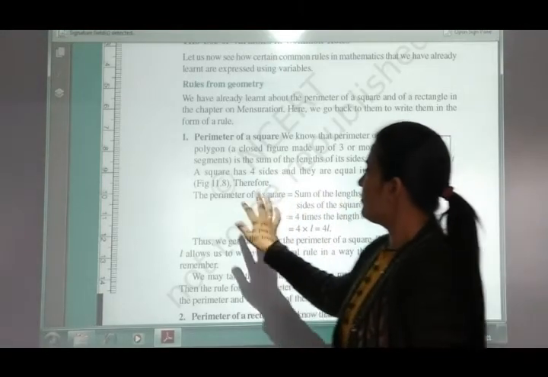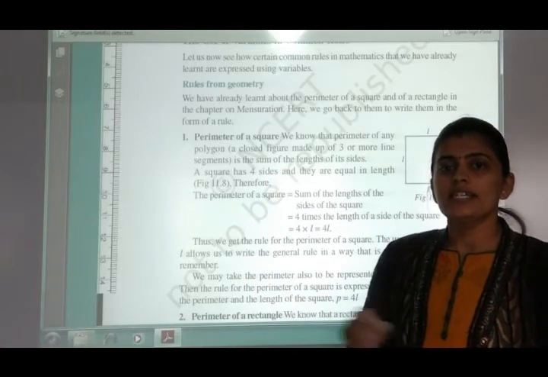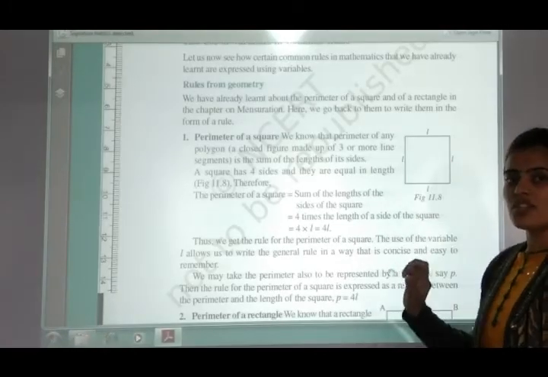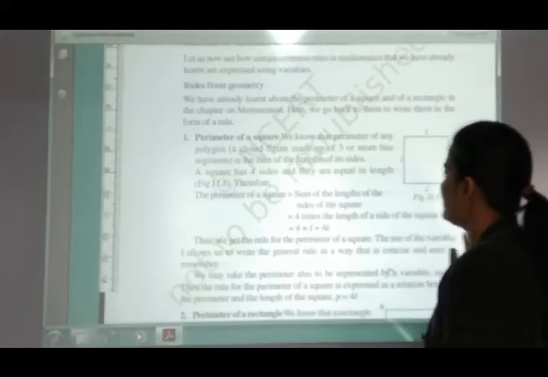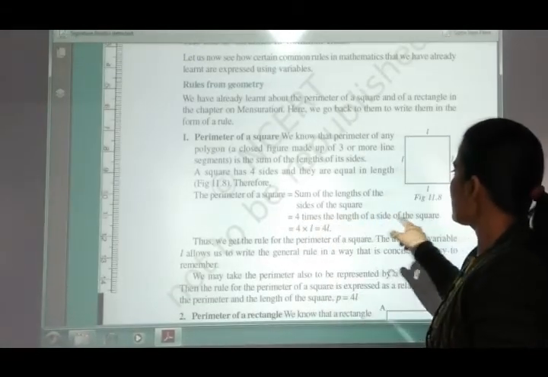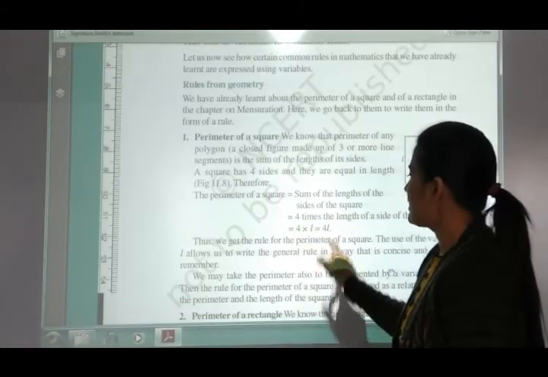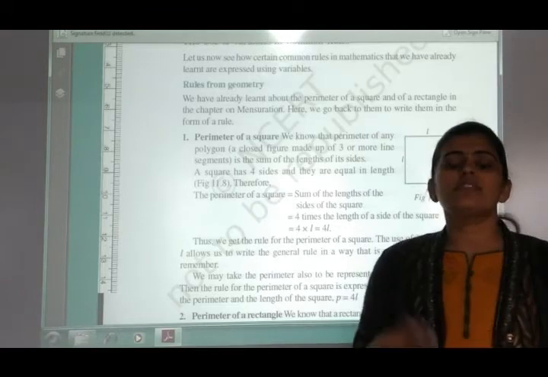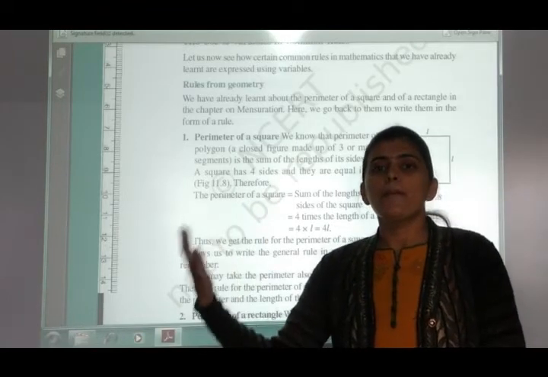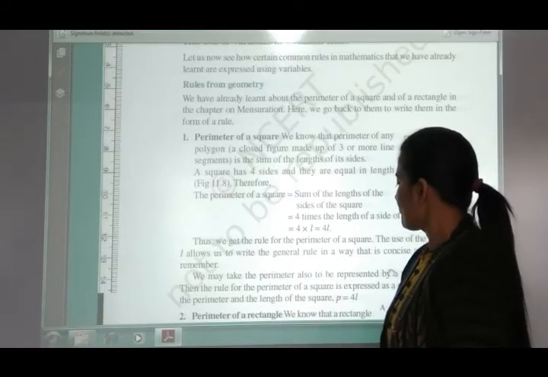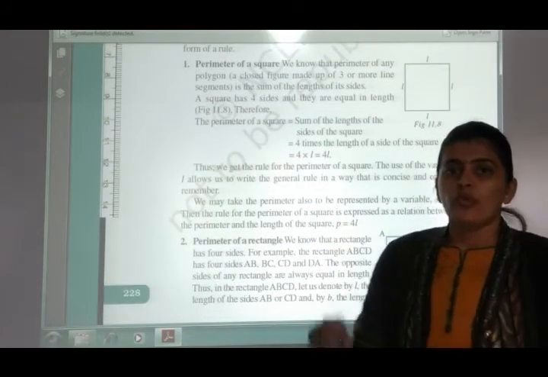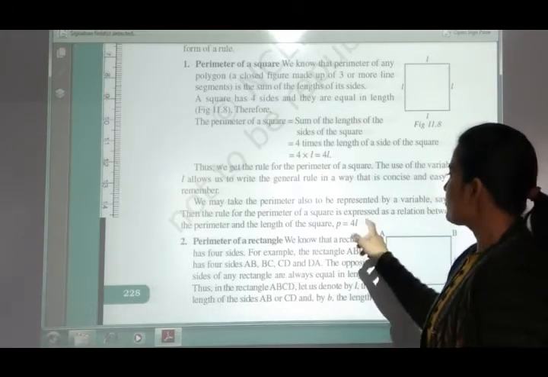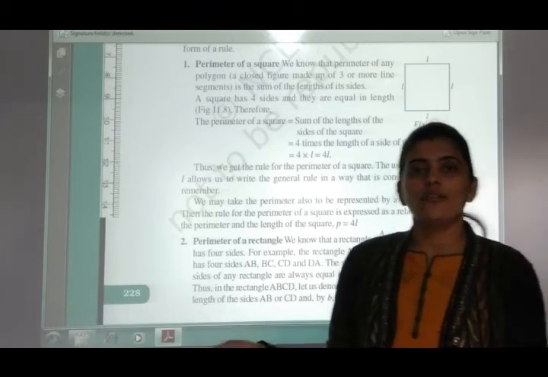So to find the perimeter of the square, we have to add all the sides of the square. All 4 sides are of the same measurement. So simply 4 multiplied by L. So 4 times the length of the side is 4L. So the general formula: suppose we say the perimeter of the square is P. Then P is equal to 4L. L is nothing but the length of the side of the square.